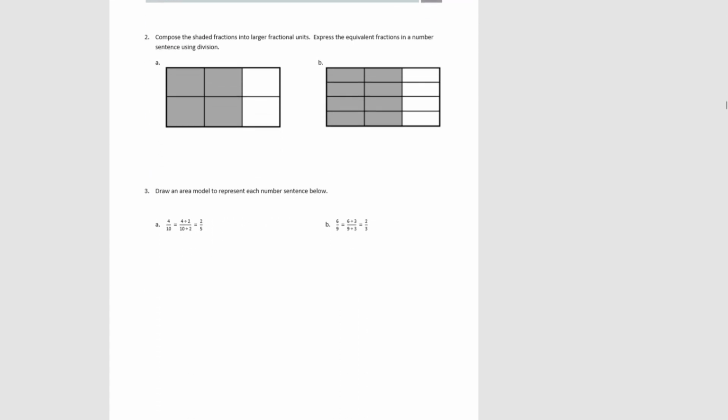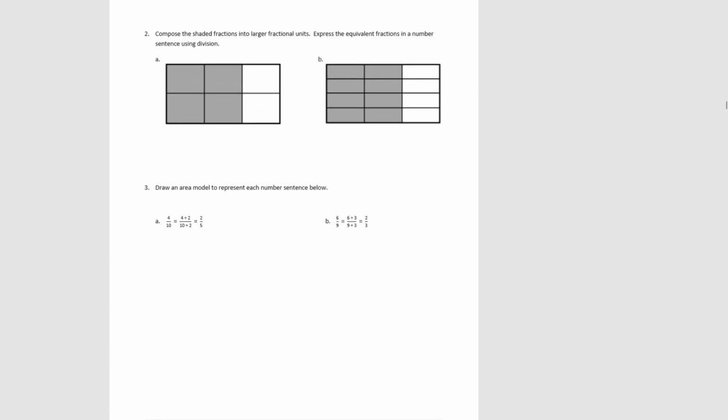Okay. Moving on to number 2. It says compose the shaded units into larger units. Express the equivalent fractions in a number sentence using division. Pause the video and try A. So for A, we have 4, 6 shaded. Looking for a common factor, we see that 2 is a common factor of both 4 and 6. When we divide, we get 2/3.